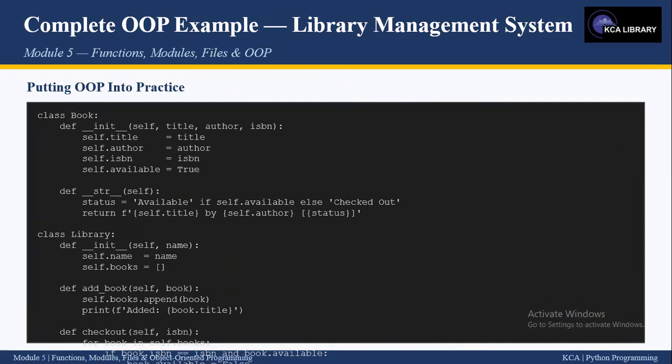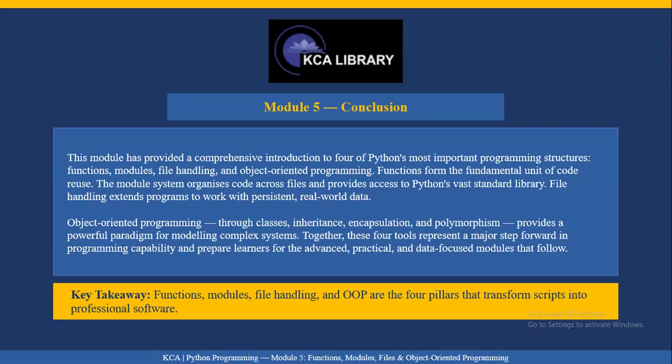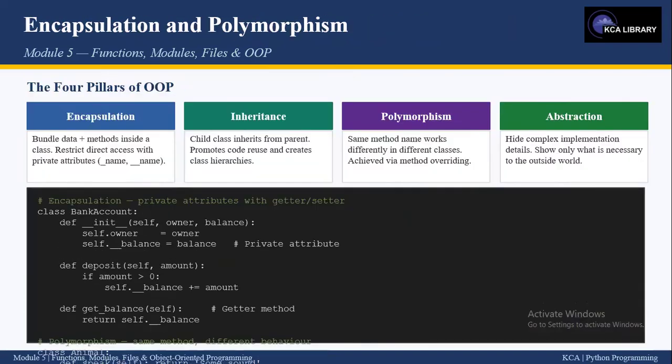Polymorphism means that the same method name can behave differently in different classes, achieved through method overriding.